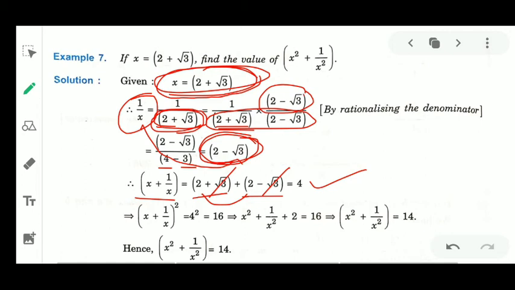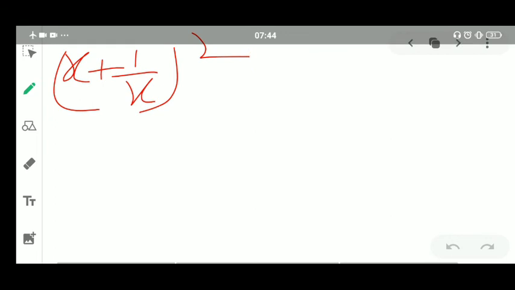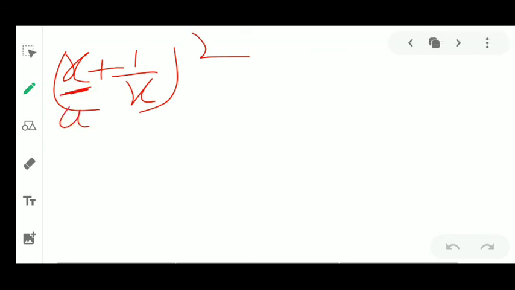Now squaring both sides, x plus 1 by x squared, and 4 squared, that is 16. So if you consider x as a and 1 by x as b, now we have a plus b squared. Clear? The value of a plus b squared is a squared plus b squared plus 2ab. So here we have a, that is x, and 1 by x is b.